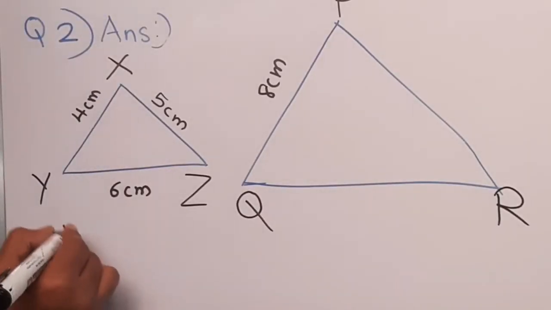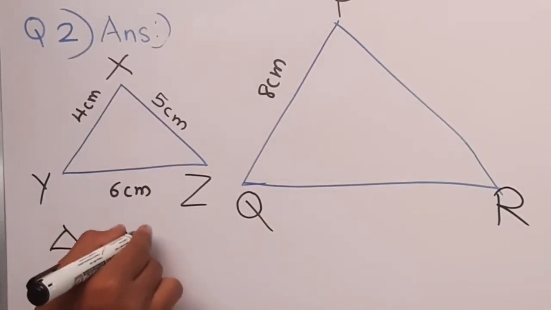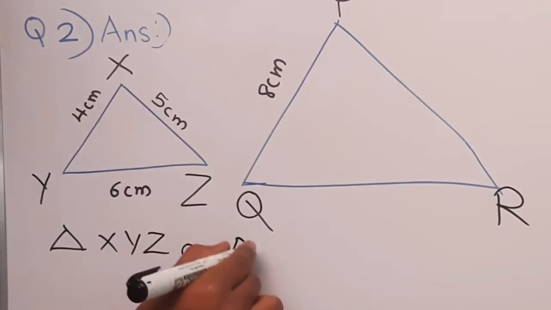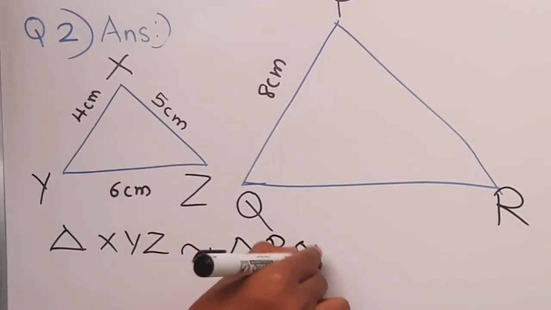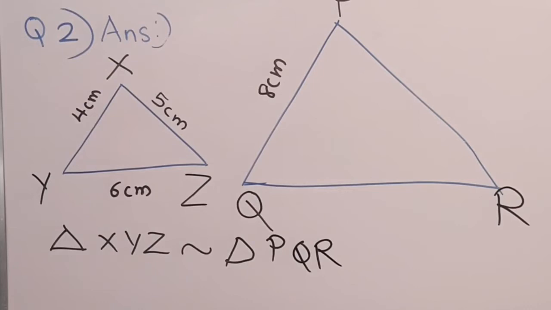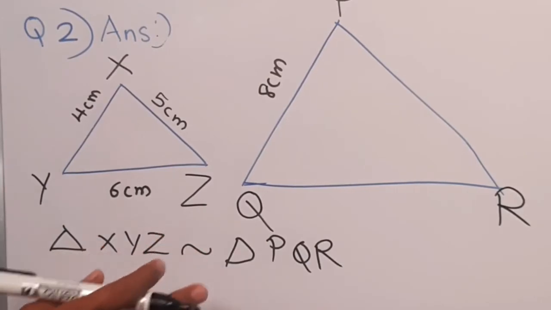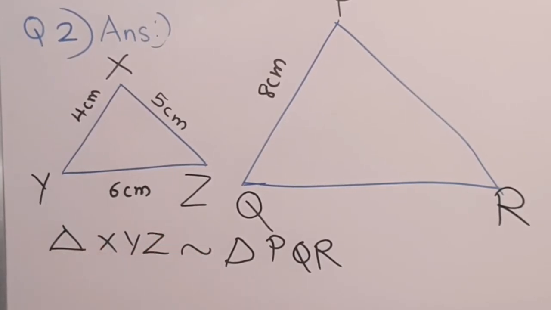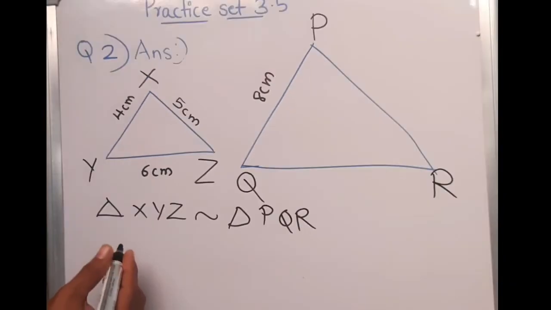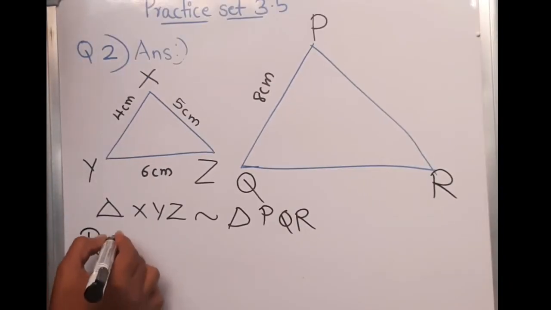Triangle XYZ is similar to triangle PQR. Therefore, we will find the length of these two sides by using the property of similar triangles, that is the property of corresponding ratios of corresponding sides. Now we will write the corresponding sides.